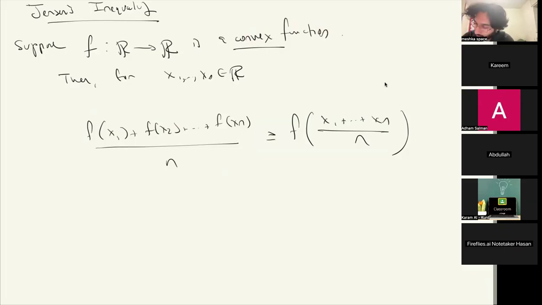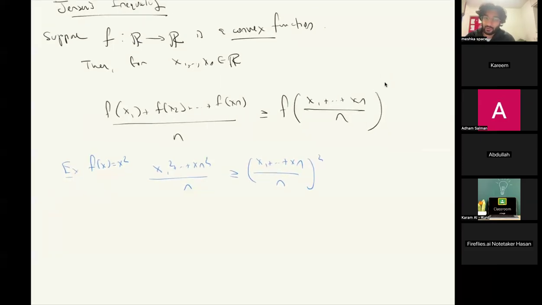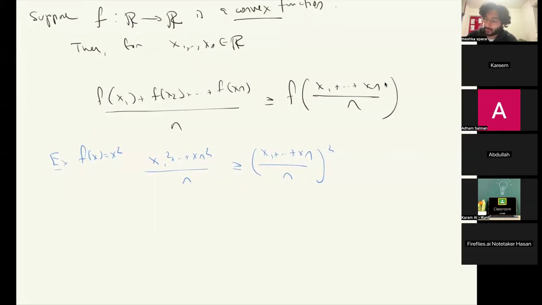So an example is f of x equals x squared. It's saying x1 squared all the way to xn squared over n is greater than or equal to x1 through xn all over n, squared. And this is just a version of power mean, with r equals 2 versus r equals 1. You move the square root over to this side, and then it becomes power mean.